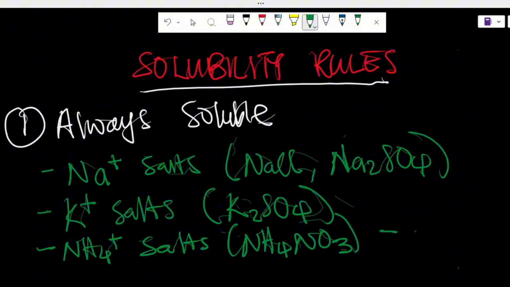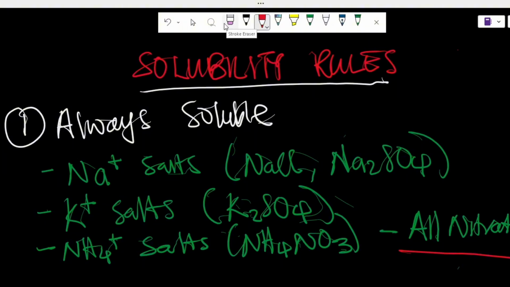And the other thing is that all nitrates are soluble. All of them. If you just see that the salts that you are dealing with are nitrates, then all of them are soluble. So make sure you understand these principles because they can help you identify soluble salts, like these salts which are always soluble.